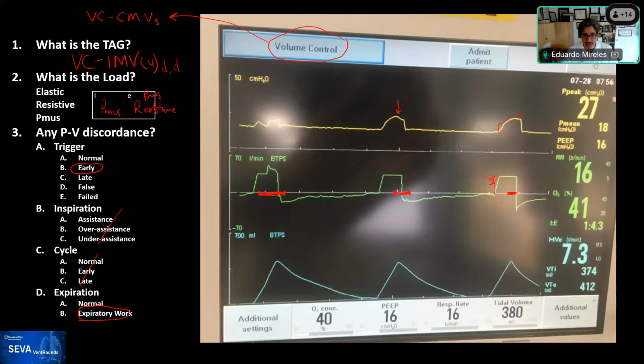But I'm suspecting, just given those big undulations, that there is some activation of the expiratory muscles. So the question that I have always at the end of this is, well, how do we deal with this? How do you approach this? Now you have read this, you recognize this patient has early trigger.